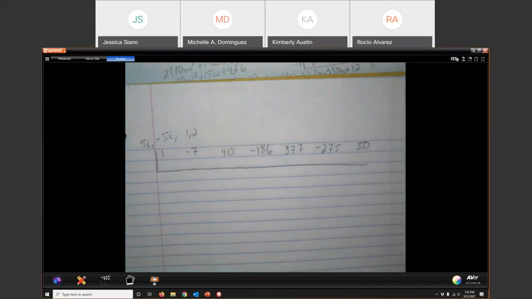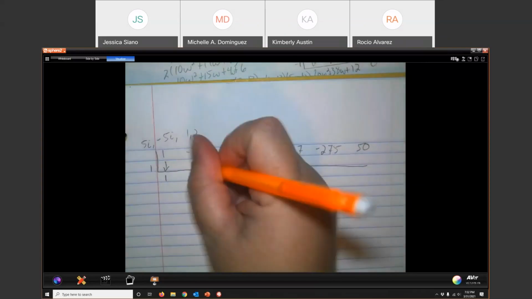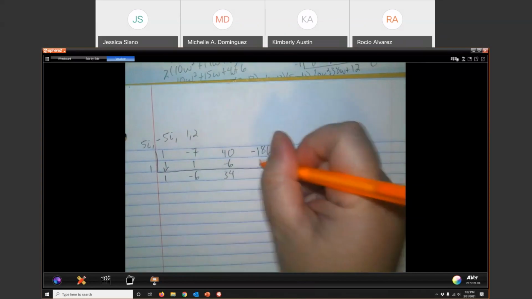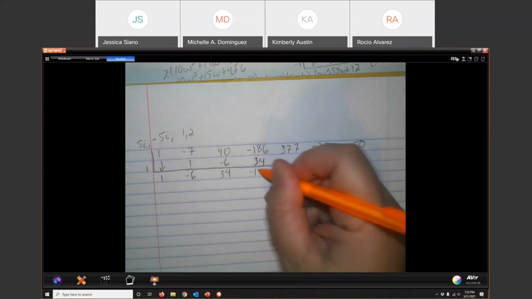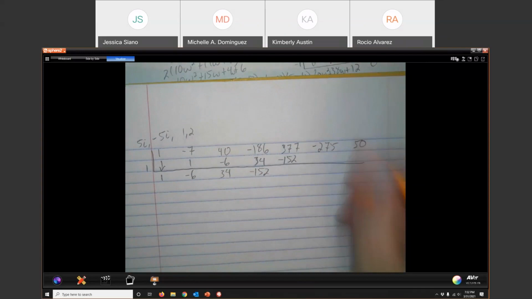So we're going to do synthetic division with all 4 of these roots. I like to start with the easy one. So that'd be 1. Still going to grab the calculator here. Negative 186 plus 34. Negative 152 plus 377 minus 275.